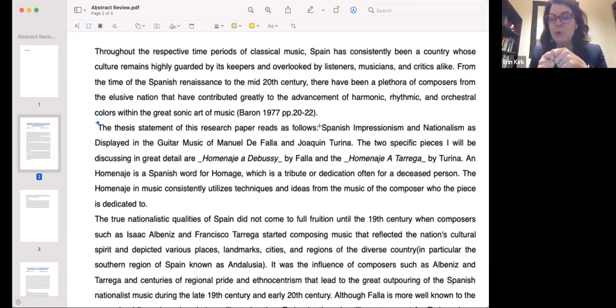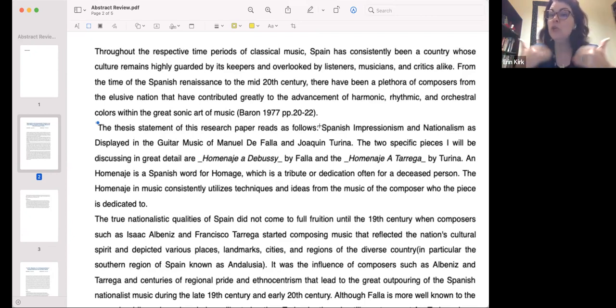Remember, the thesis statement is supposed to argue something unique, not just a topic, not just a report on something, not just a description of something or something informative, but is supposed to present an argument. So if he had said that this Spanish Impressionism and Nationalism displayed in the guitar music of Manuel de Falla and Joaquin Turina is revolutionary because blah, blah, blah, or is influential to all the rest of Spanish composers or whatever else. But this is only like the root of a topic. It is not really a complete thesis statement.